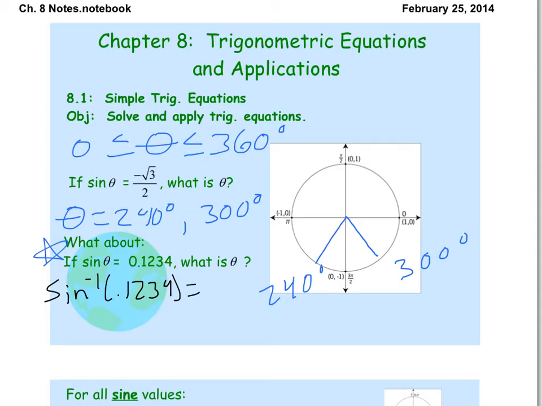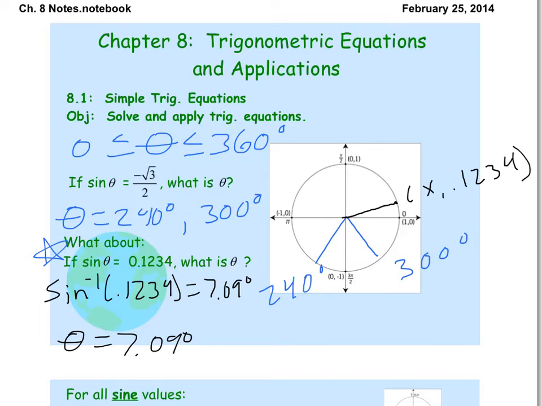I need to use my calculator because this is not a key point on the unit circle. And I get 7.09 degrees. A small angle right here in quadrant 1. Okay, and if I thought about this as a point on the unit circle, it would be the point that has some x-coordinate. I'm not exactly sure what it is, but I know that its y-coordinate would be 0.1234. Now that's fine. It seems pretty straightforward. We just use the inverse feature on the calculator to get that angle.